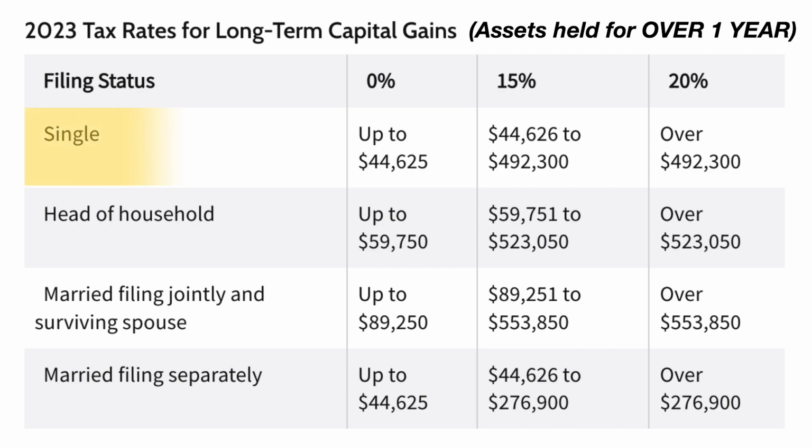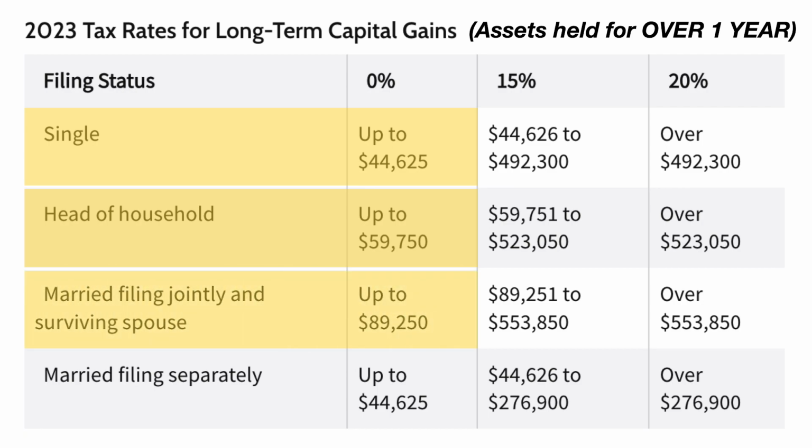So if you file as single and you made less than this amount here, you're going to pay 0%. Same for head of household, made less than that amount, you'll pay 0% on capital gains. And if you're married filing jointly, you're going to pay 0% if you made less than that amount here. Married filing separately, you're going to pay 0% if you made less than that amount there for your income for the year. So most people will probably pay in the 15% range on their capital gains tax.